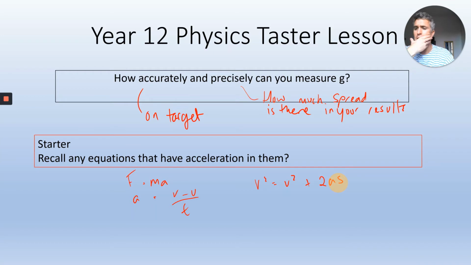What else do we need? You could have s equals ut plus a half at squared. Now, if I taught you GCSE, I didn't teach you this equation because you didn't need to know it. But it's very important for what we're doing today. We've got 4 equations. It's a good place to start. So let's move on to the next step.